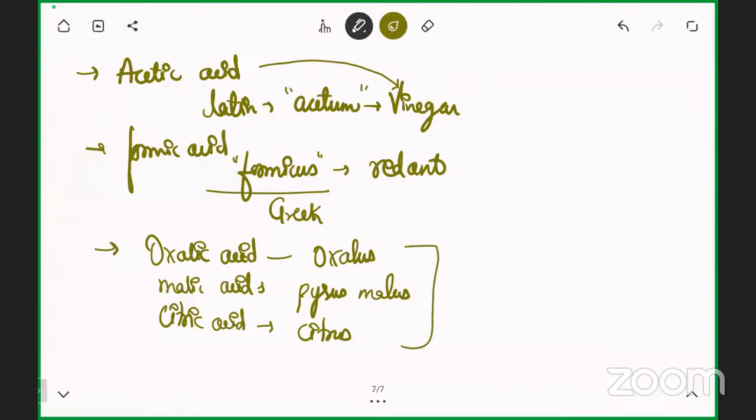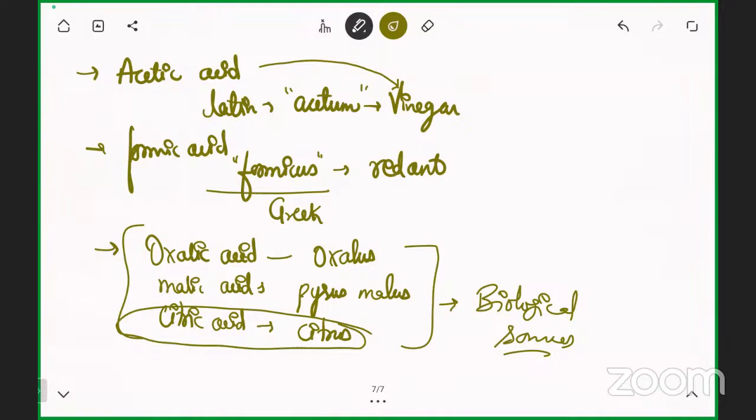So these are the names which, as I told you, come either from the source or from Latin or Greek words, on the basis of biological sources. A basic example is citric acid. Generally the fruits or things which are sour in nature belong to the citrus family, in which you get citric acid. So this was all about the trivial system.